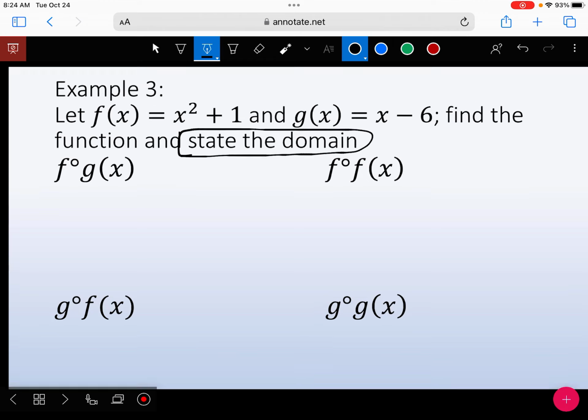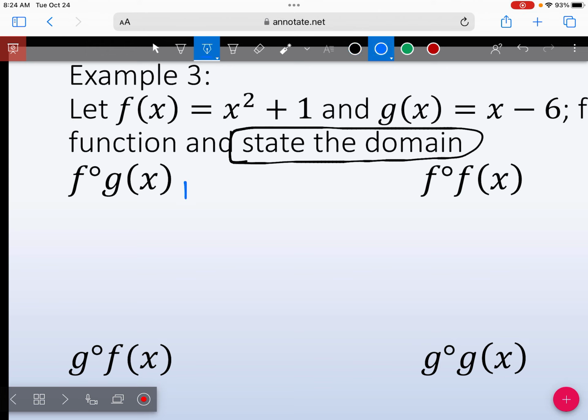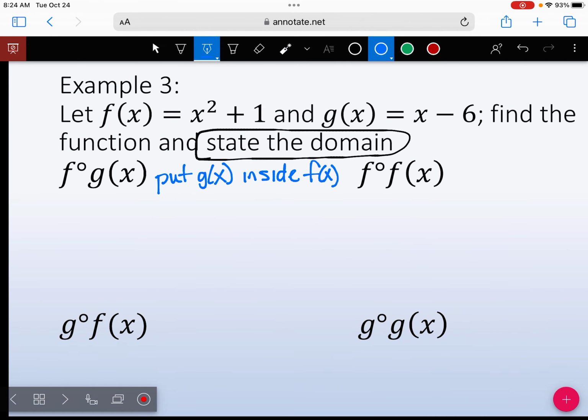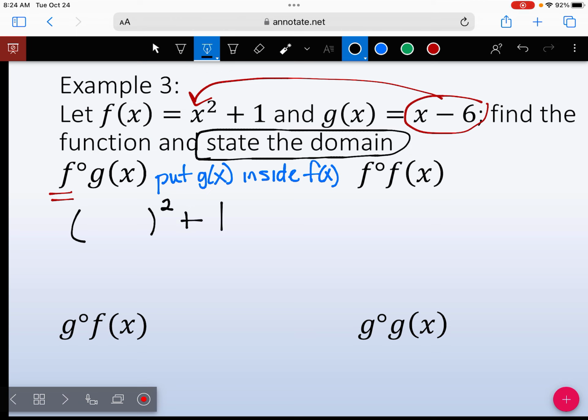All right, so what this first one is telling me to do is put, I'm just going to write it. You don't have to write it because you already have this on your paper. But I'm going to put g inside f. So I'm going to put this g function right here inside of my f function. What I like to do is whatever function comes first, I rewrite that function and I put parentheses in place of x. So f of x says x squared plus 1. So I'm going to write it as parentheses squared plus 1. And then inside of the parentheses, I'm going to drop in x minus 6.